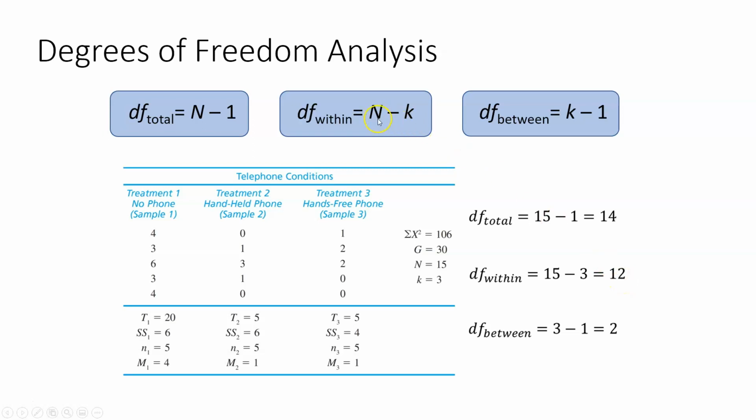By another computation, it would be little n minus 1 for each condition added up. So 5 minus 1 is 4, 5 minus 1 is 4, 5 minus 1 is 4, and 4 plus 4 plus 4 is also 12.